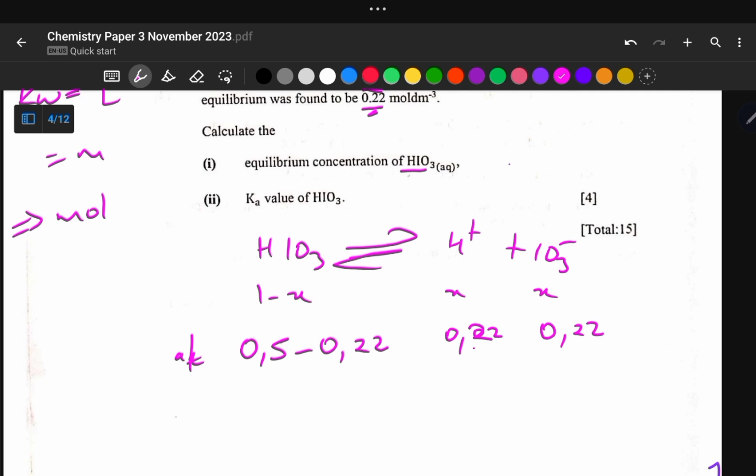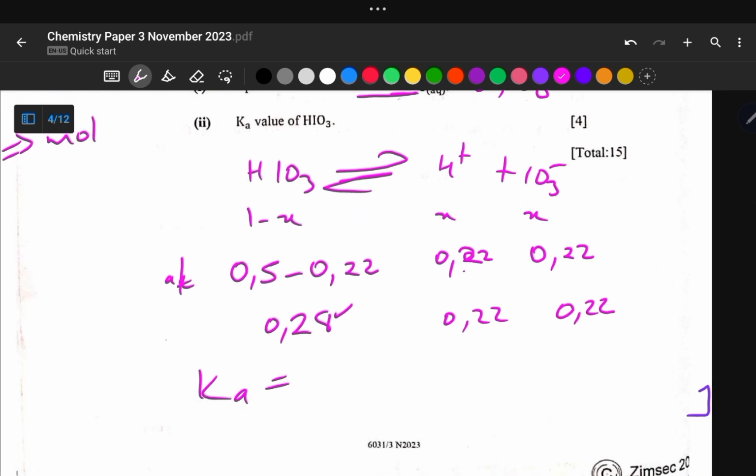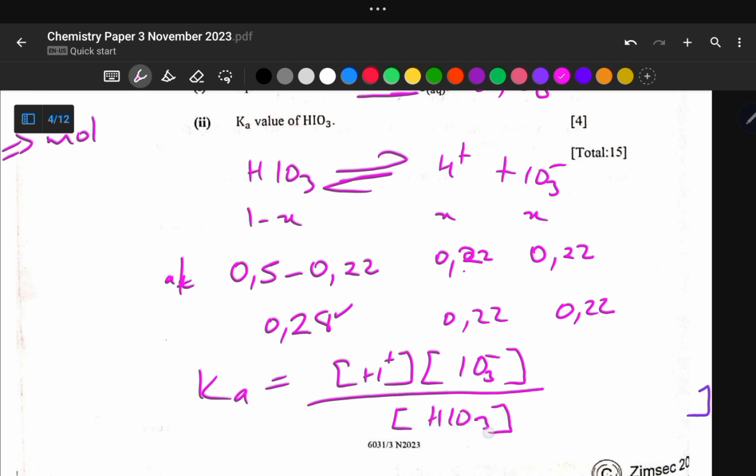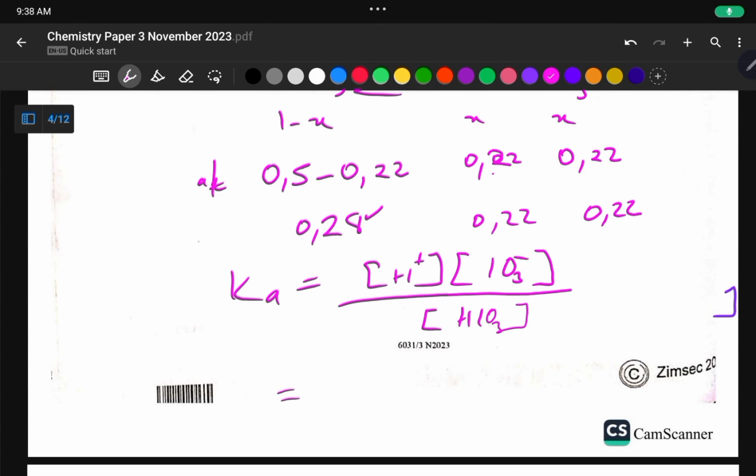And then we're going to use our calculator. 0.5 minus 0.22, we're going to get 0.28, and then 0.22 here, 0.22 here. And then we've answered the first part, so the concentration is going to be 0.28, right? And then find the acid dissociation constant Ka. So Ka is equal to the concentration of the proton times the concentration of the conjugate base over the concentration of the acid at equilibrium.